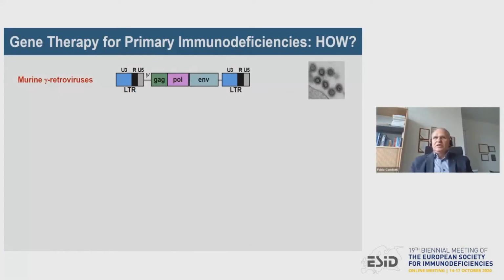In this slide, you see a schematic representation of a murine gamma retrovirus, which has developed the ability of transferring its genetic material to the nucleus of target cells. Murine gamma retroviruses were used from the very early days of gene therapy for primary immunodeficiency because of their simple molecular biology. As you see here, they only have a viral promoter followed by a series of structural genes that can be easily removed to make space for the gene of interest that we want to transfer.